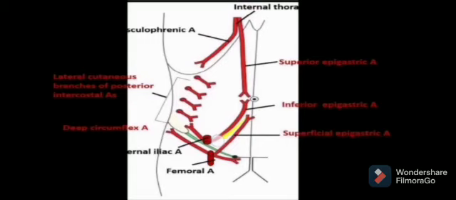So you can see perfectly here that the branches from the superior epigastric artery and the inferior epigastric artery, they are meeting at this level. And laterally we have lateral cutaneous branches of posterior intercostal arteries. So all these arteries, they form the blood supply of the abdomen.